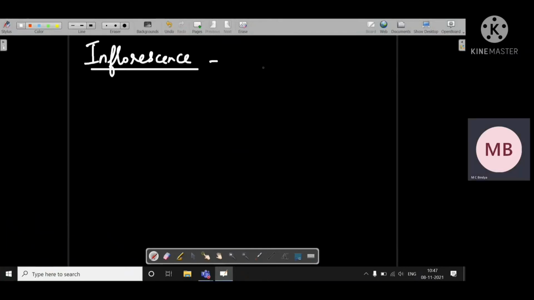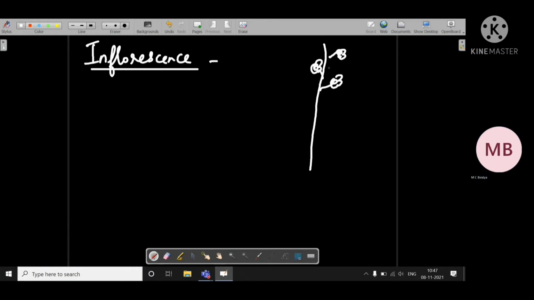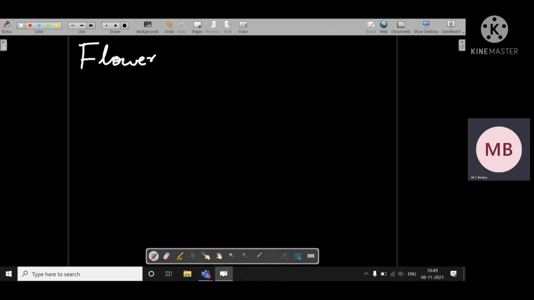Inflorescence means it's the arrangement of flowers on the floral axis. Now, if this is the floral axis, it means how the flowers are arranged on the floral axis. That is called inflorescence. Flower. What is a flower? The flower is a modified shoot.